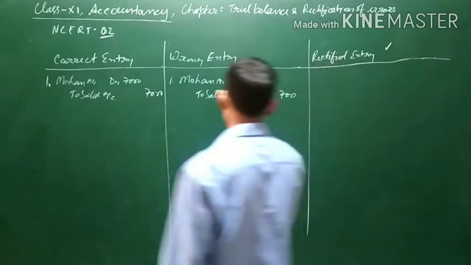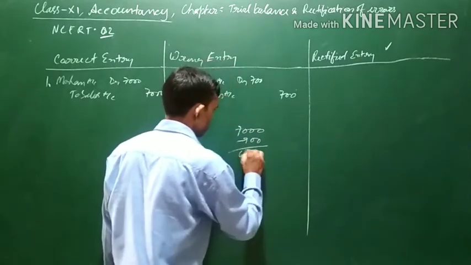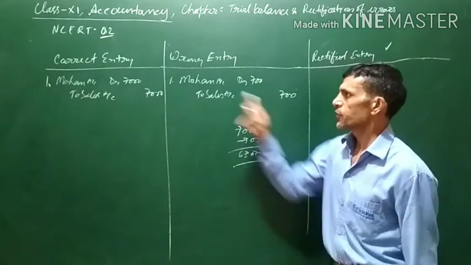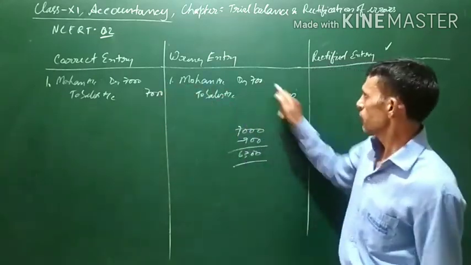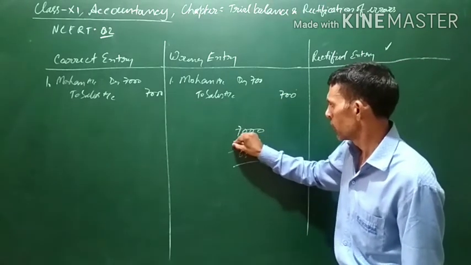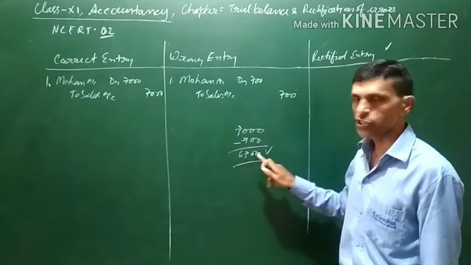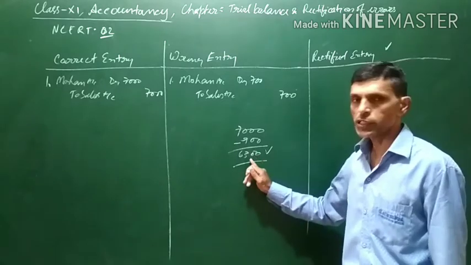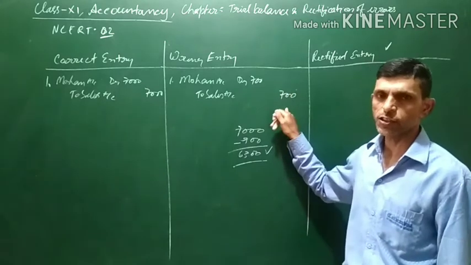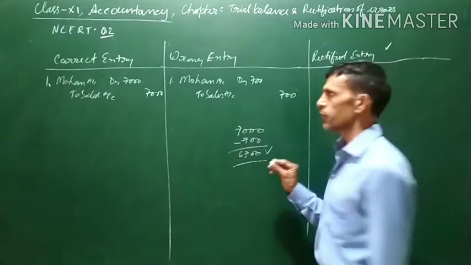Means instead of 7,000, only 700 has been recorded. It means 6,300 has not been recorded. Instead of 7,000 debit and credit, only 700 debit and credit has been recorded. Means out of 7,000, only 700 has been recorded. So the balance amount is 6,300. There is a short debit and short credit of 6,300. So in order to rectify this error, what do we have to do?